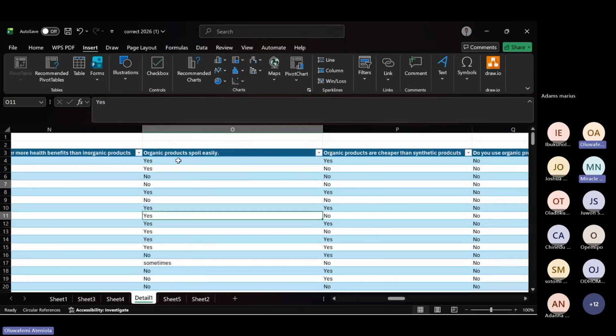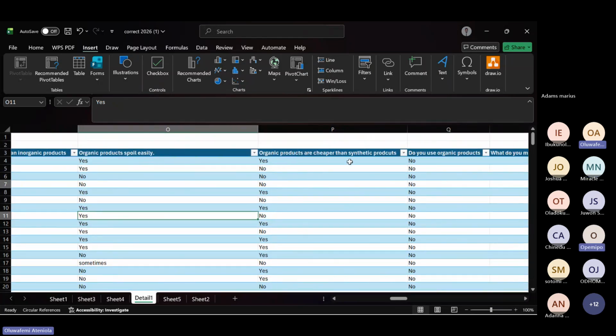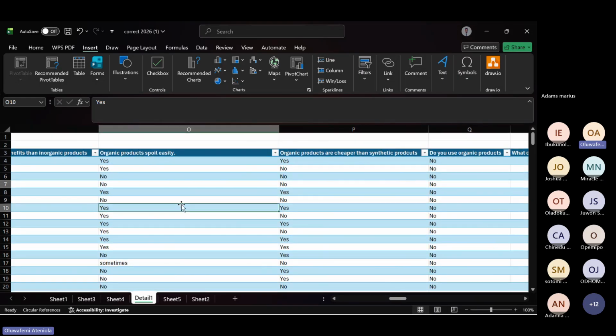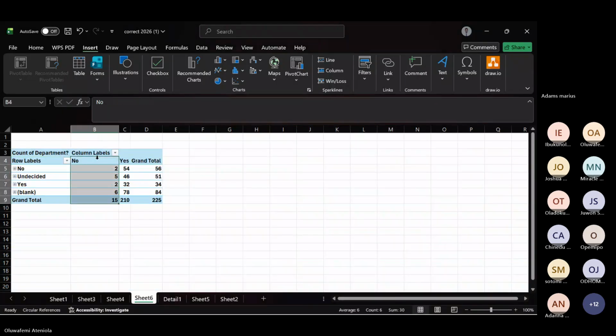Please just hold on. Organic products spoil easily. Organic products are cheaper than synthetic products. Do you use organic product? Okay, apply this. I can say start with your table. Let's wait so the pivot part comes out there at the bottom. I'm waiting for my fields to come out here. Expand this.